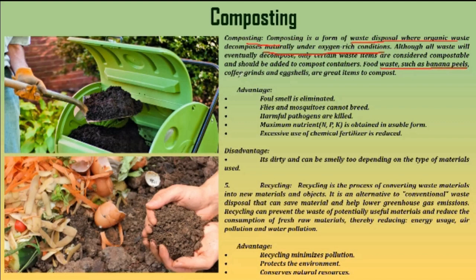Food waste such as banana peel, coffee grains and eggshells are great items for compost, right? So we can take this type of food articles, like eggshells and vegetable peels, and make this type of compost, which can be used as manure for the plants.